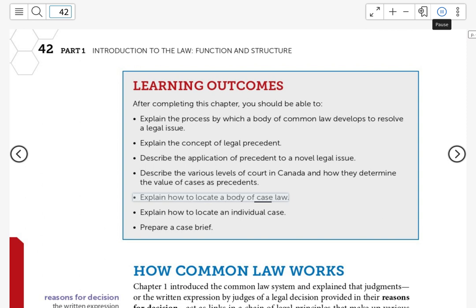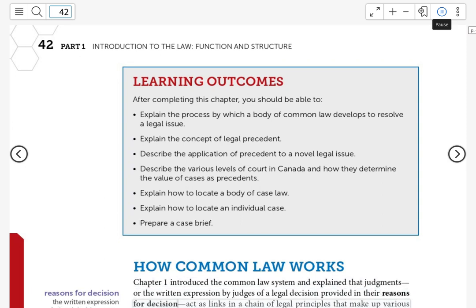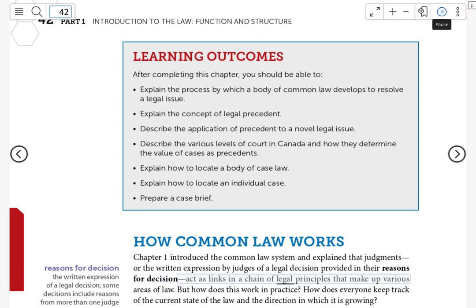Explain how to locate a body of case law. Explain how to locate an individual case. Prepare a case brief. How common law works. Chapter 1 introduced the common law system and explained that judgments, or the written expression by judges of a legal decision provided in their reasons for decision, act as links in a chain of legal principles that make up various areas of law. But how does this work in practice? How does everyone keep track of the current state of the law and the direction in which it is growing?